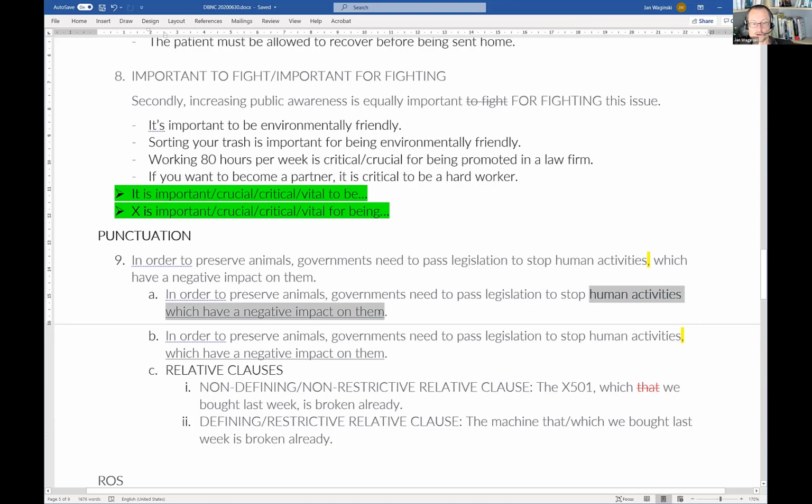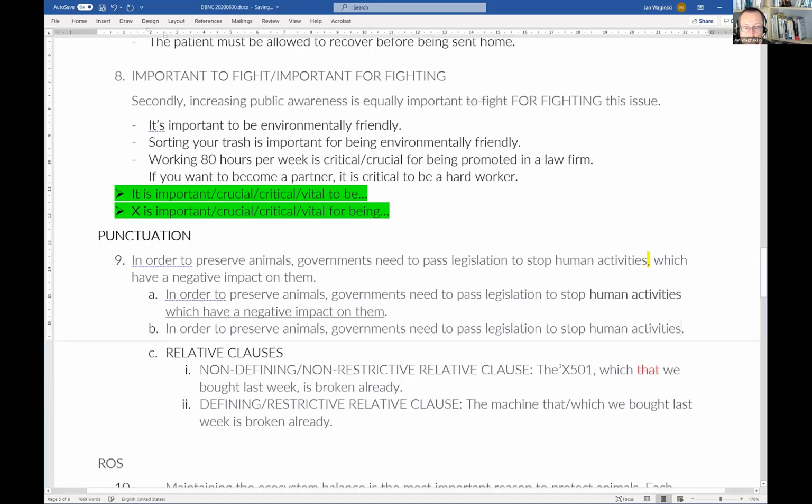So should we have a comma or not? No, because if you put the comma in, this becomes a non-defining relative clause. And if we delete it, governments need to pass legislation to stop human activities. The idea is not complete. Something is missing. Well, if you put the comma, then it means everything, right? It means anything that we do is bad for animals. Like we're talking on the phone. Nope, government needs to make that illegal because it's bad for animals.